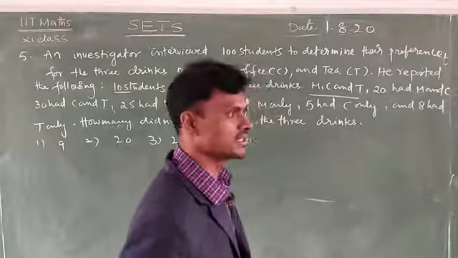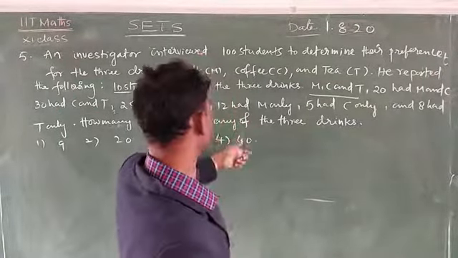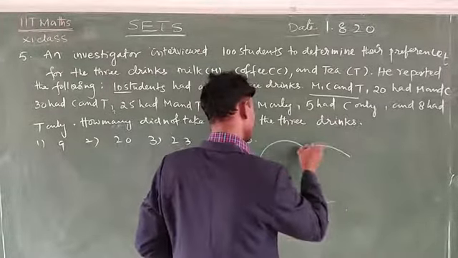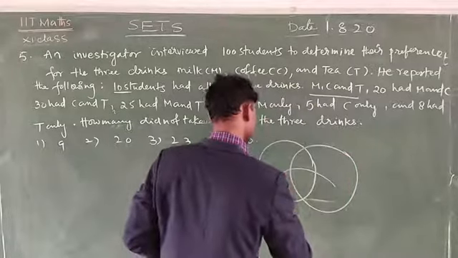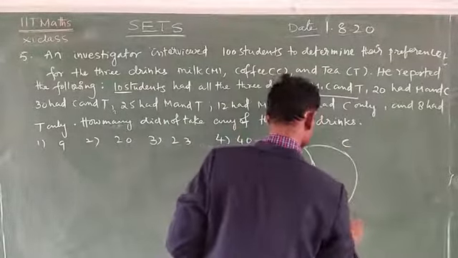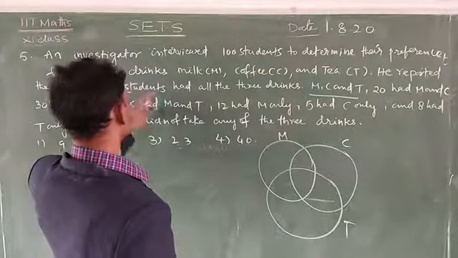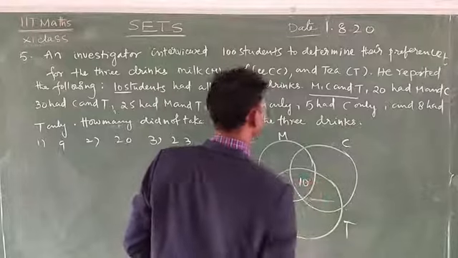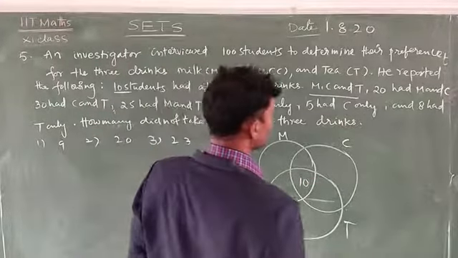This problem is very easy. It looks like a very big problem, but we can explain it through the Venn diagram. Then it is also very easy to solve. This is milk, this is coffee, this is tea. Now see here, 10 students had all the 3 drinks. This is 10. Okay, next 20 had M and C.